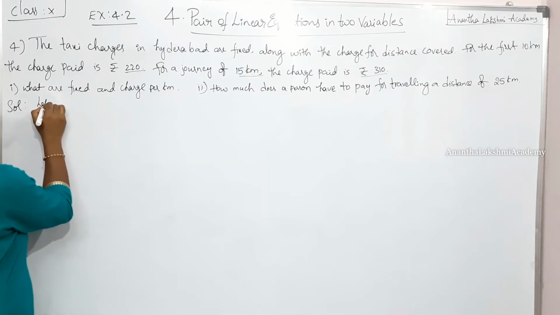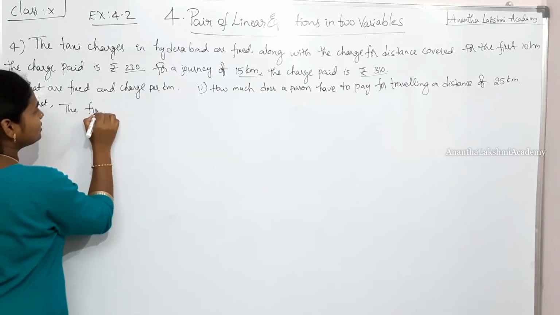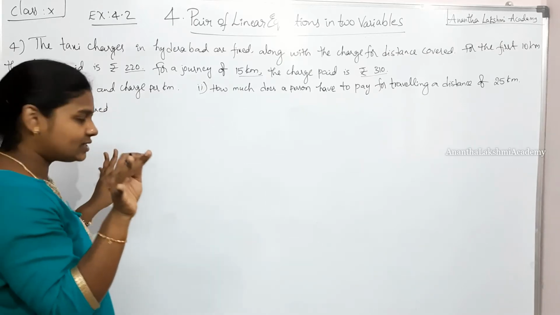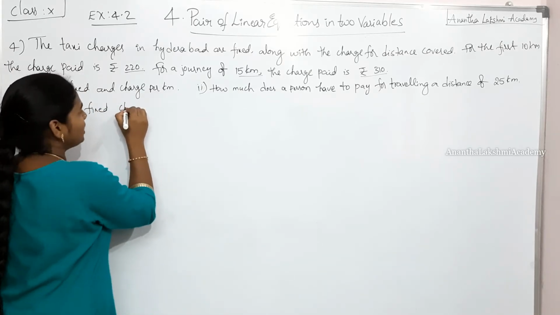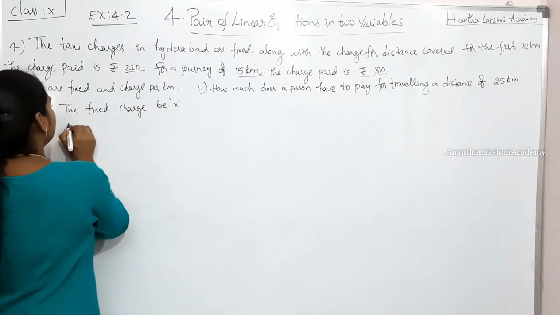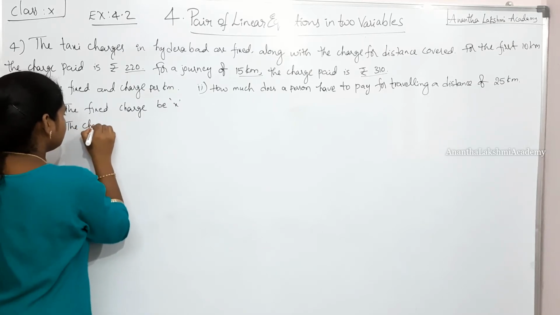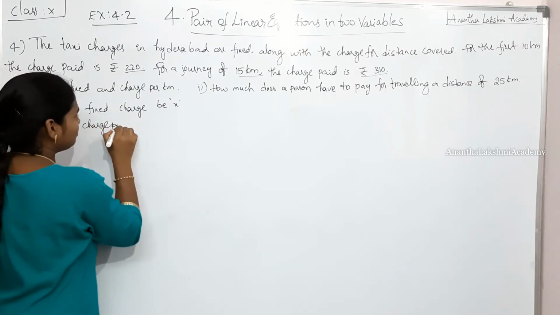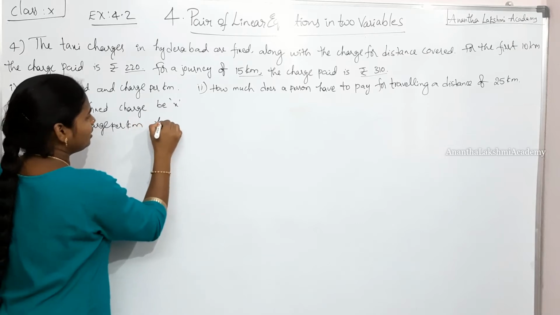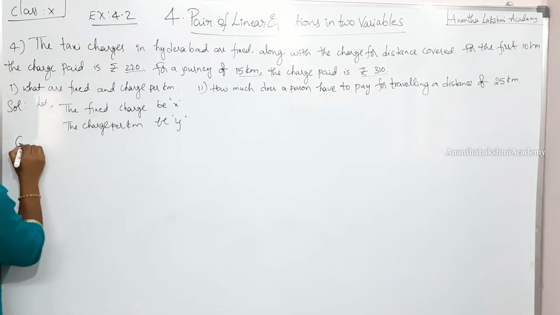Let us consider the unknown quantities. What is first unknown is the fixed charge. Let it be X. Likewise, the charge per kilometer, or distance covered, be Y. Okay. Now what is given?